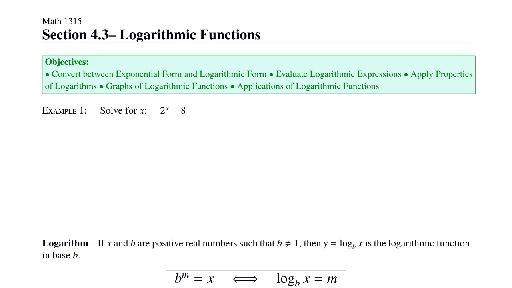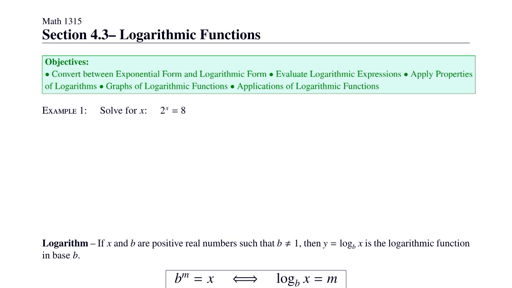In section 4.3, we're going to look at logarithmic functions. In particular, we're going to convert between the exponential form and the logarithmic form. We'll evaluate logarithmic expressions, apply basic properties of logarithms, graph the logarithm, and see some applications involving logarithmic functions.